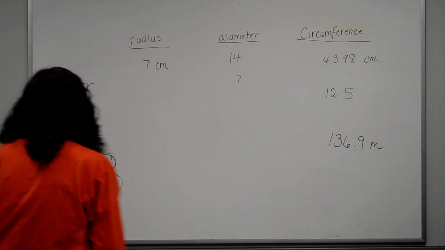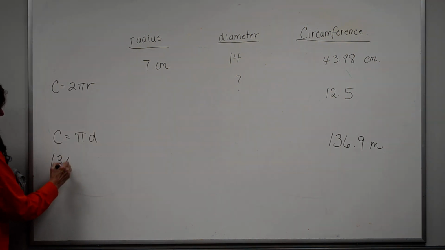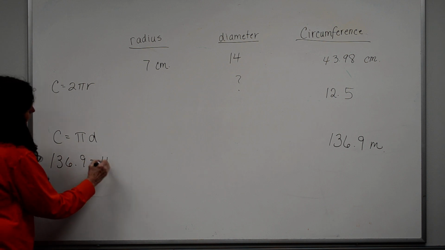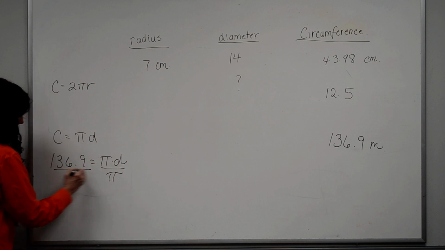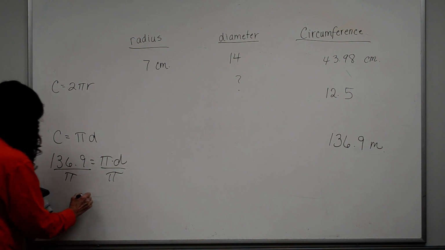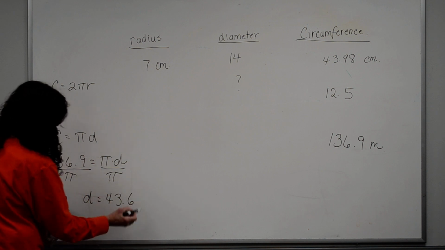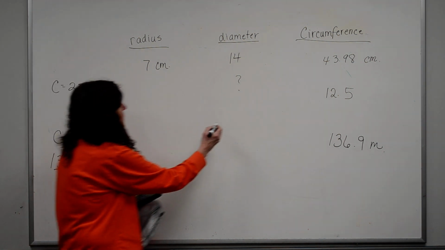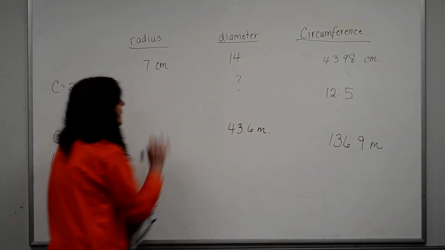Okay? So then I have 136.9 is equal to pi times d. So I'm going to divide both sides by pi to get my diameter. 136.9 divided by pi is going to give me a diameter of approximately 43.6 meters. Okay, so that's right here. 43.6 meters. How do I find the radius?